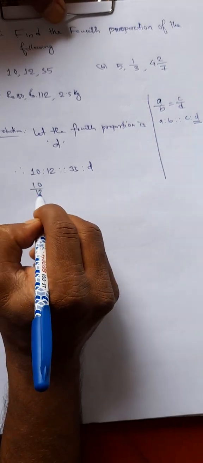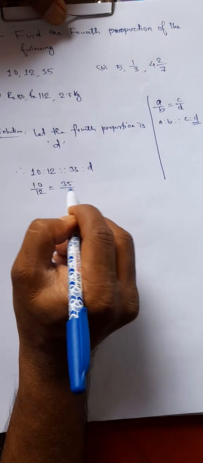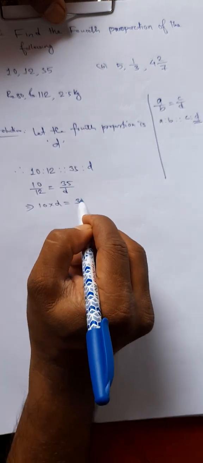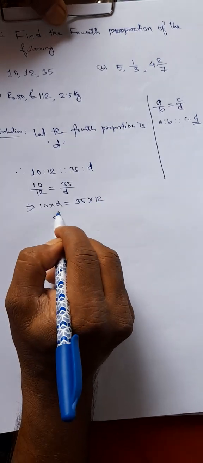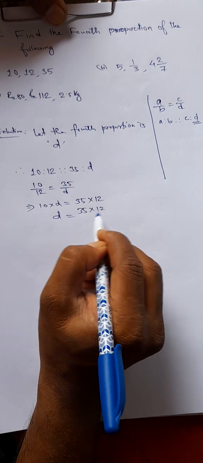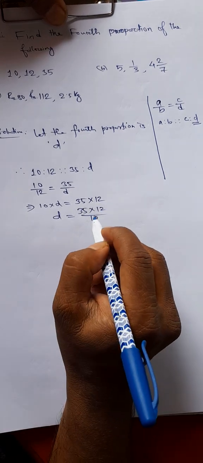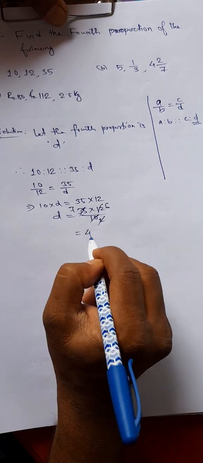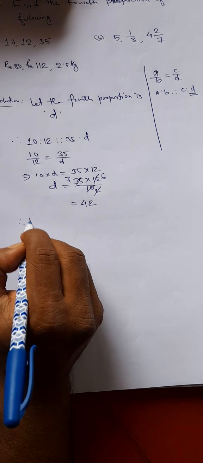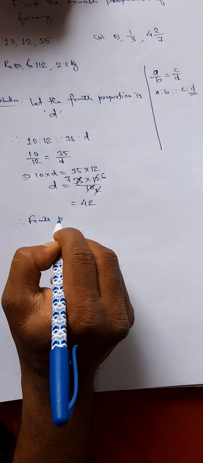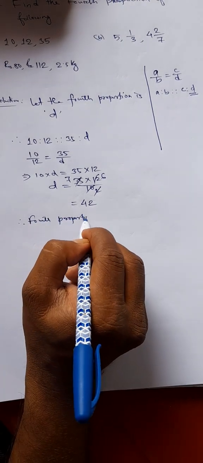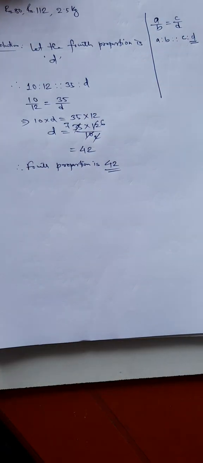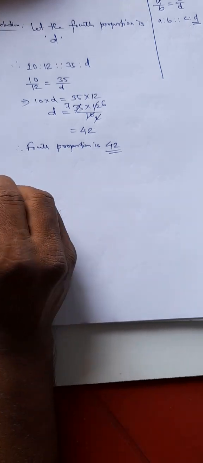So 10 by 12 equals 35 by D. This means 10 into D equals 35 into 12. So D equals 35 into 12 divided by 10. So let's solve this. 5 2s are 10, 5 7s are 35, 2 6s are 12, so 42. Therefore fourth proportion is 42. This is the answer. Now let's solve this. Question number B.